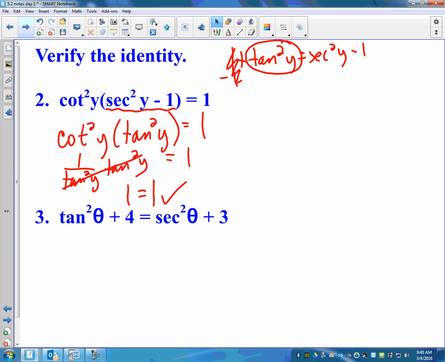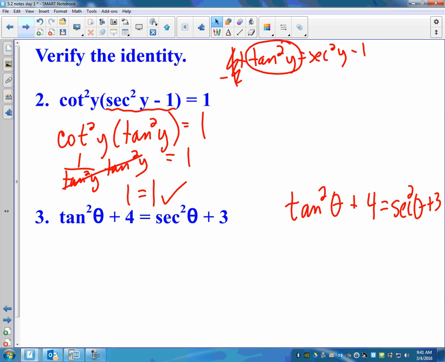Number 3, I think, is a good example that you could work with either side of this and make it equal the other side. And there's no wrong way to do that on here. If you choose to work with tangent squared plus 4 and turn it into secant squared plus 3, that's right. If you choose to work with secant squared plus 3 and turn this side into that, as long as you prove that one side equals the other, you're allowed to do that. I'm going to actually do both just so I can show you. I think we're using the same identity up here, though. Do you agree with that?